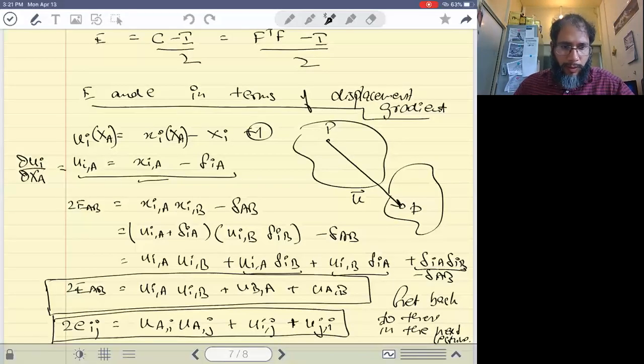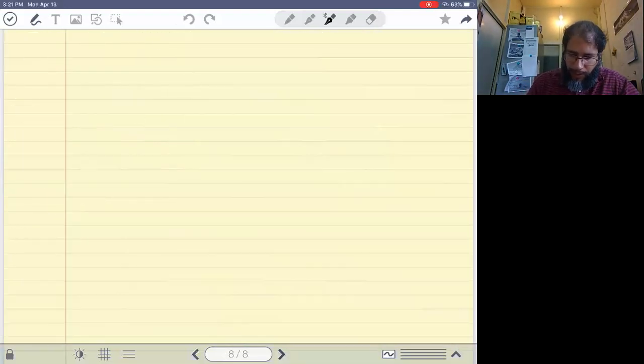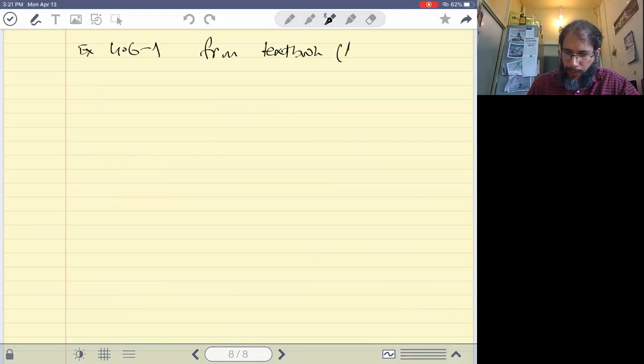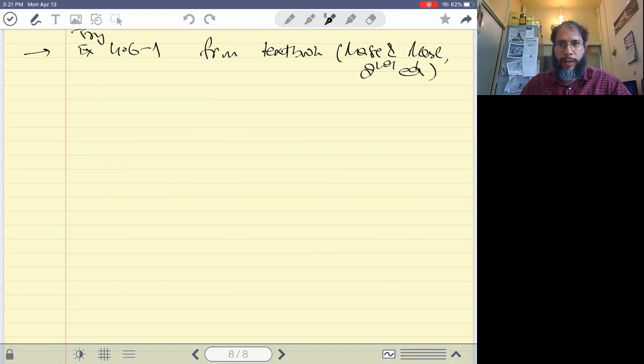All right, so it's almost time now. I'll ask you to try example 4.6.1 from the textbook, which is Mase and Mase, second edition. Please try it. It's a very good example. It helps you understand how to use these deformation tensors for a particular case of deformation that's been given to us. Okay, so we will stop here now, and I'll see you next week.